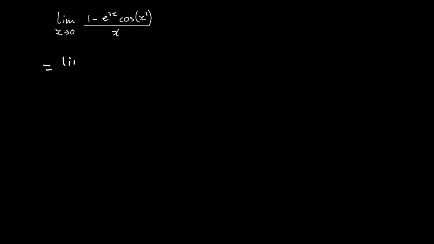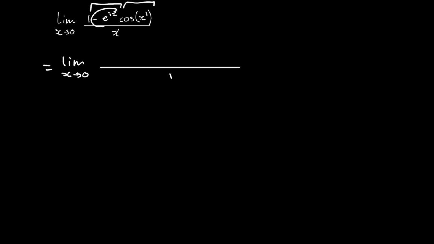So we take the limit as x approaches 0, and for L'Hopital's rule, we take the derivative of both the numerator and denominator. So the derivative of the denominator is simply 1, and the derivative of the numerator, so derivative of 1 is 0, so we don't write that down. And now we have this term here, and this term can be split up like this, and we can do the product rule. So we have this term, negative e to the 3x, and we have cos of x squared.